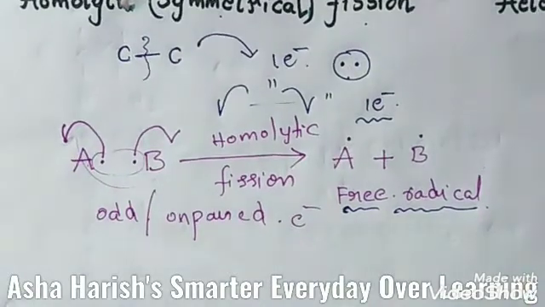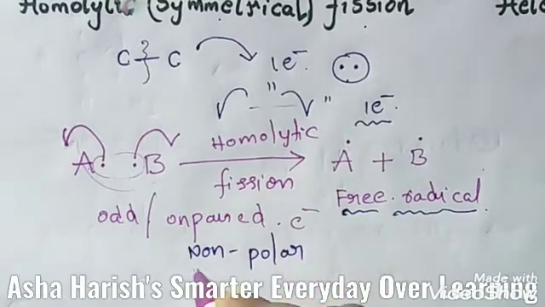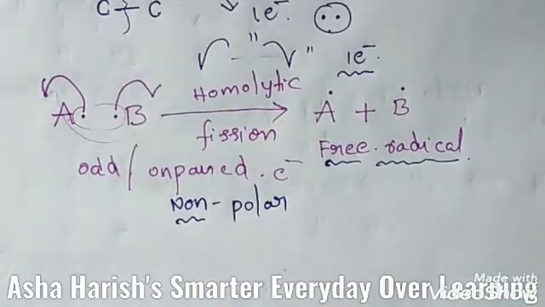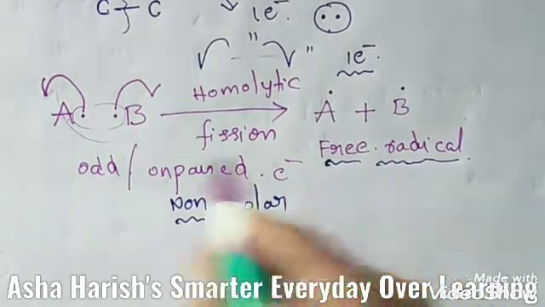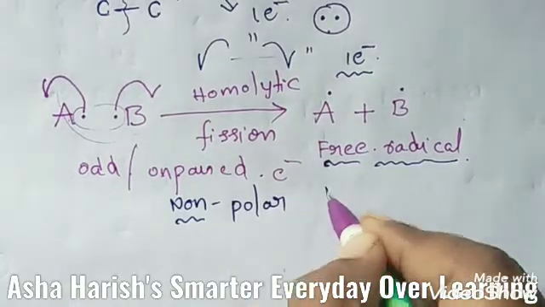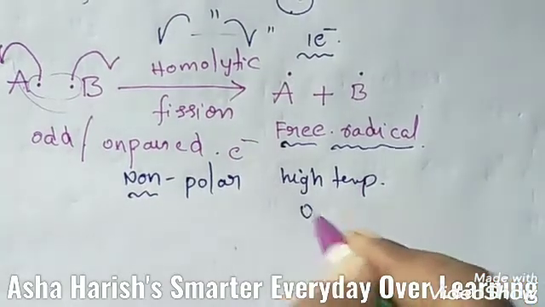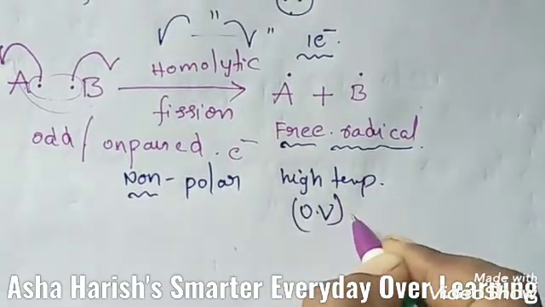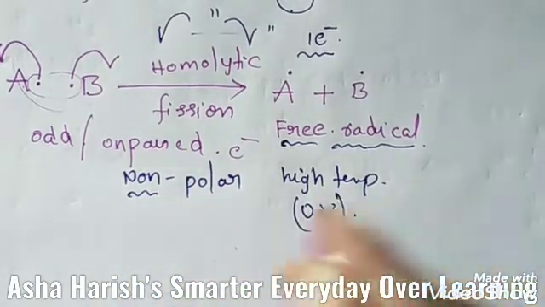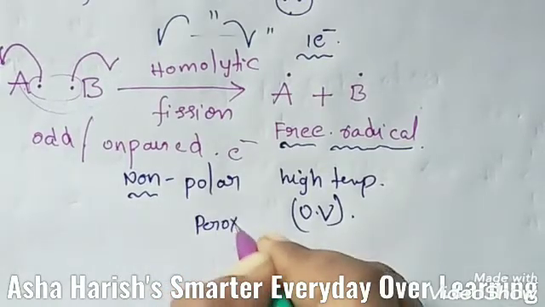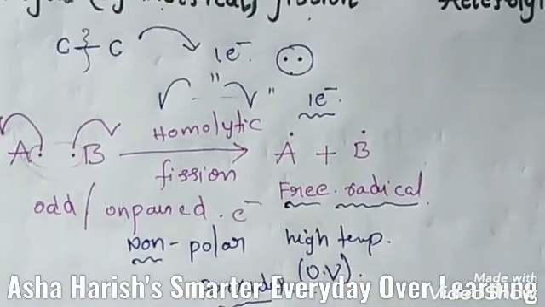Homolytic fission usually occurs in non-polar compounds, which, as you know very well, do not have positive and negative charges, that means positive ion and negative ion. It is favored by high temperature and ultraviolet radiations, nothing but UV radiations, and by the presence of radical initiators such as peroxides. This is about homolytic, symmetrical fission.